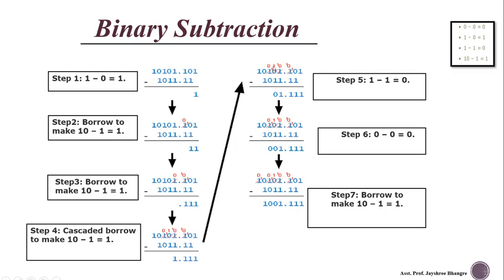In the next column, 1 is left, so 1 minus 1 is 0. Again for the next column 0 is left, so 0 minus 0 is nothing but 0. Then again for this column we have to subtract 0 minus 1, so we have to borrow 1. So we get over here 2 minus 1 is 1. So we get the answer 1001.111. Okay, so subtraction can be performed like in a decimal number system.